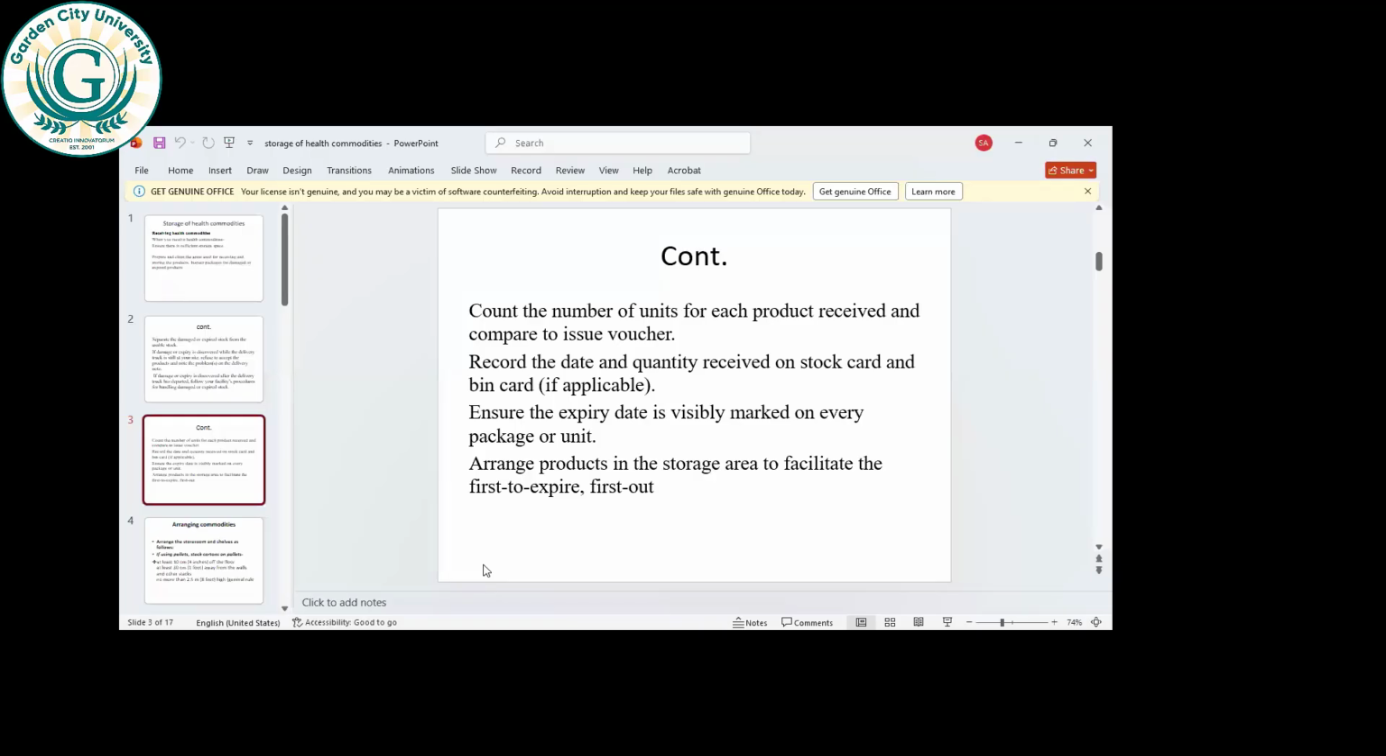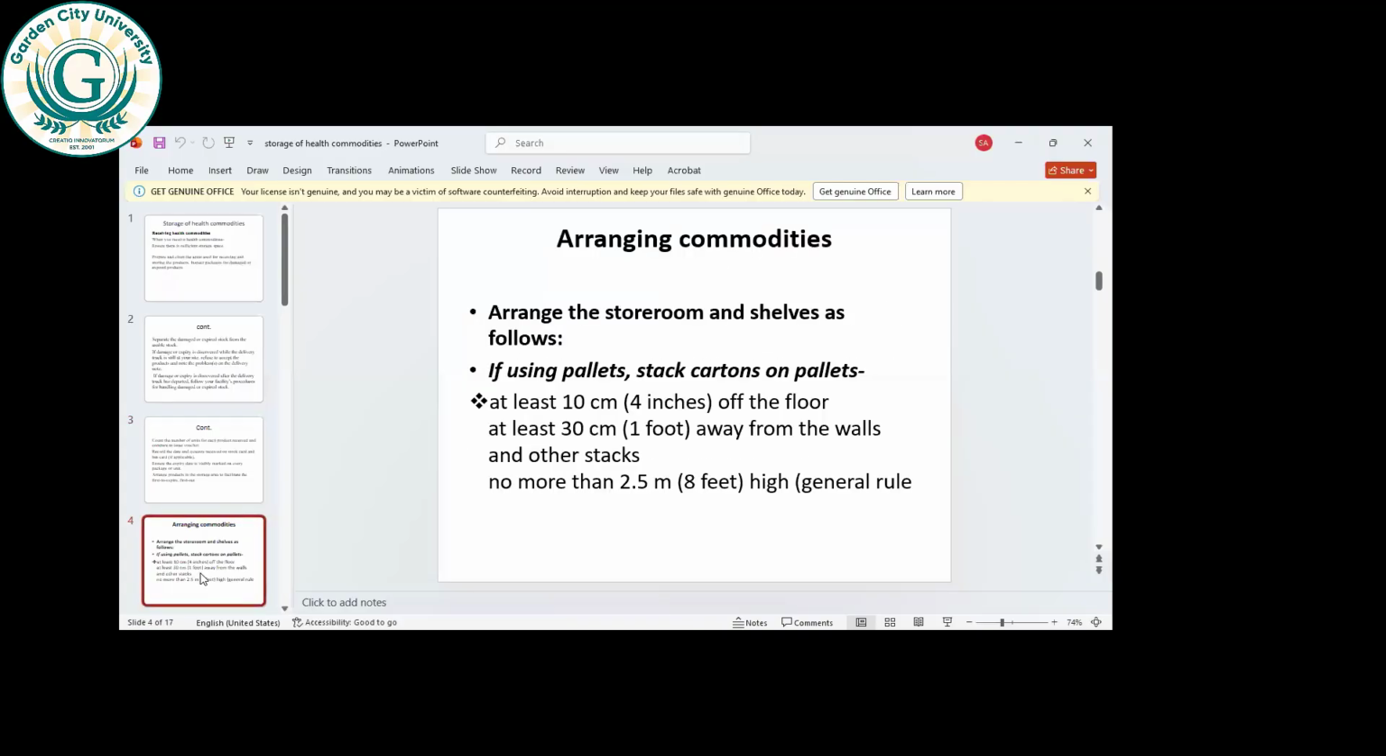So the way you receive items is not the way you have to issue them. It doesn't necessarily mean that items received first will be issued first. You look at their expiry date. The ones that will expire first, you issue them. That is the policy. So let's go to arranging commodities.